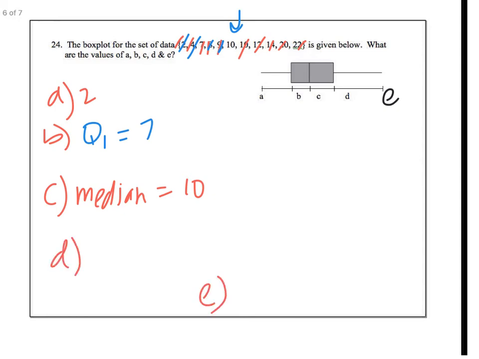And now I can find my Q3, that's D, upper half, and I find the middle of that. Looks like that's 14, and then E is my max. No work required, I think that was 22, let's erase here. Yeah, 22.